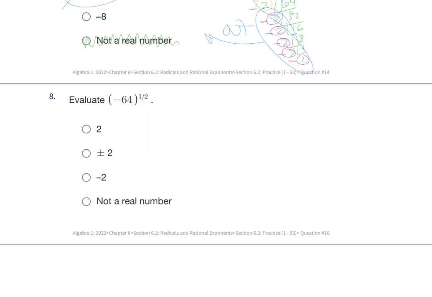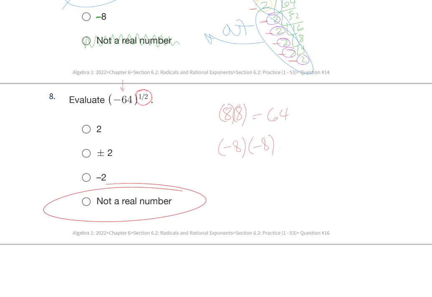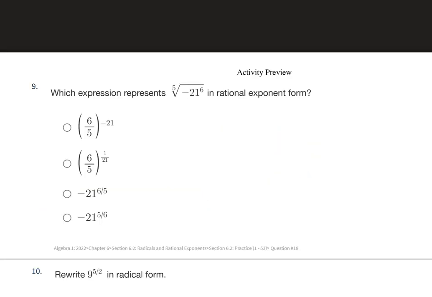Number 8, real fast. It's not a real number. How do I know? Because I can't take an even-powered root of a negative number. 8 times 8 is 64. -8 times -8 is 64. Notice how I did not get -64 on either of those. This one is not possible.